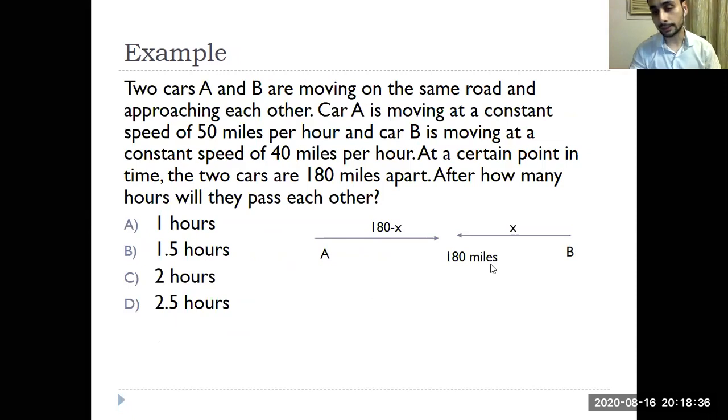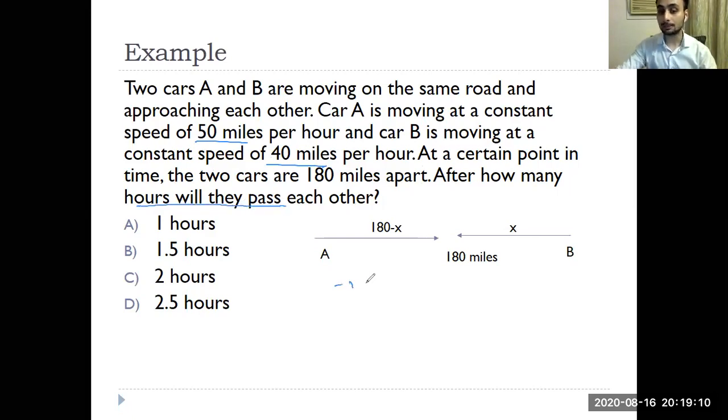इस situation में क्या हो रहा है? इस situation में we know that A is going this way, B is going this way. Total दोनों के between जो distance है वो 180 है. A is traveling x miles travel करता है. B जो है वो remaining miles travel करता है, which is 180 minus x. This is what the examiner has told you. What else has the examiner told you? Examiner has told you A की speed is 50 and B की speed is 40. And they are asking you what time will they each pass each other.